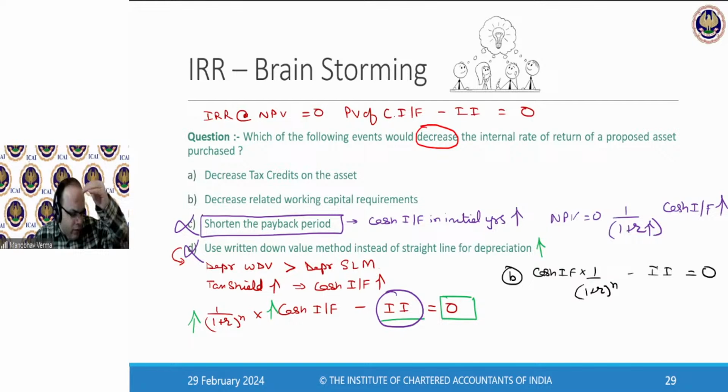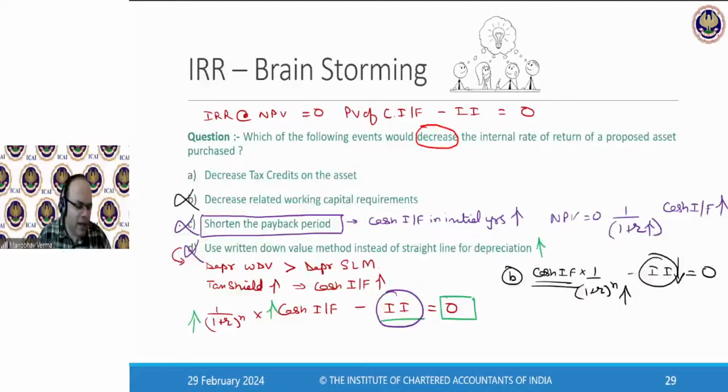If related working capital requirements are going down, that means the initial investment is going down, right? In option number B, initial investments are going down because working capital requirements are going down. Now that means my NPV will become positive. To make sure it still remains zero, with no change in cash inflows, I have to increase my R, my IRR, again. I have to increase my rate of return so that I discount more, my discounted cash flows become lesser, and NPV is again zero. So option number B is also gone.